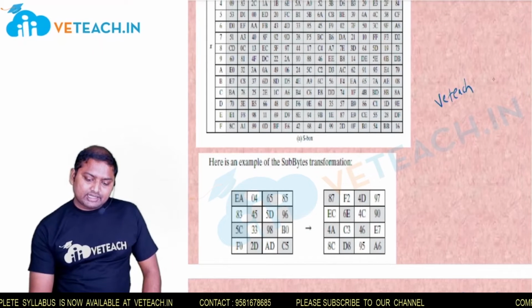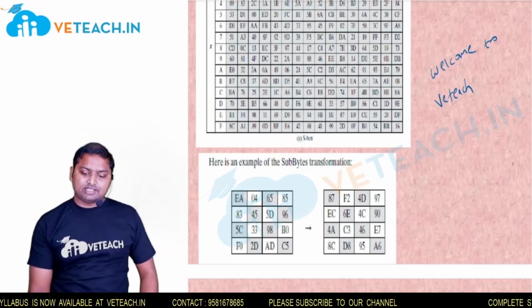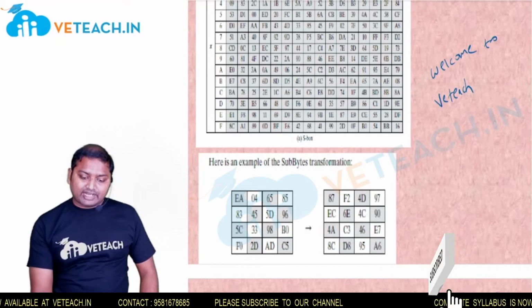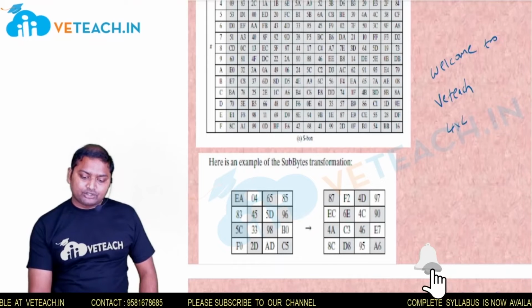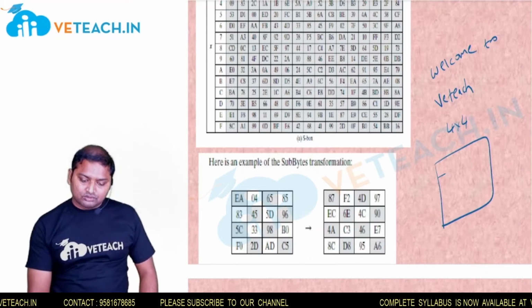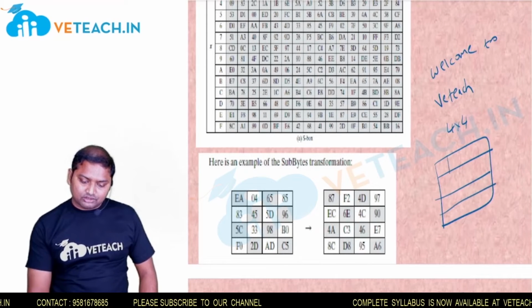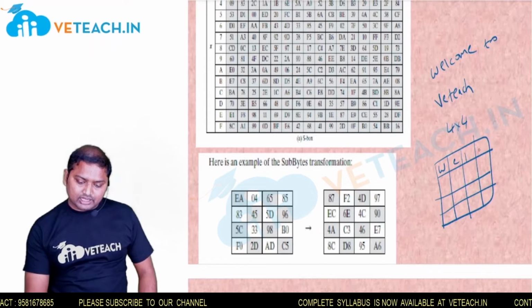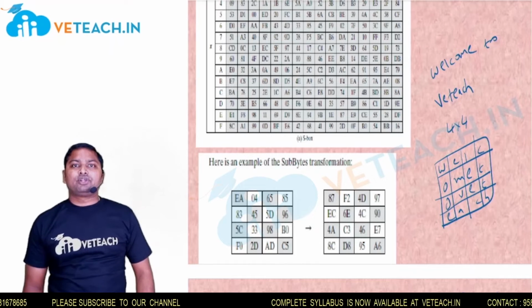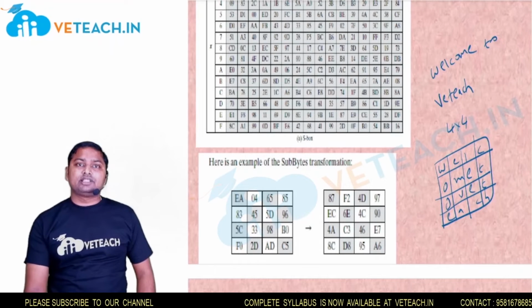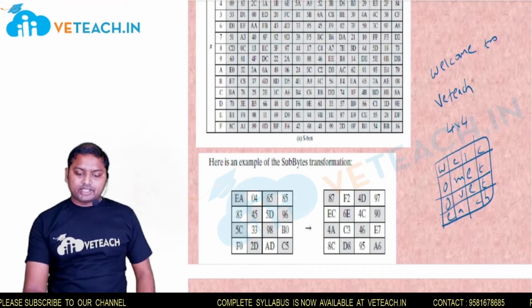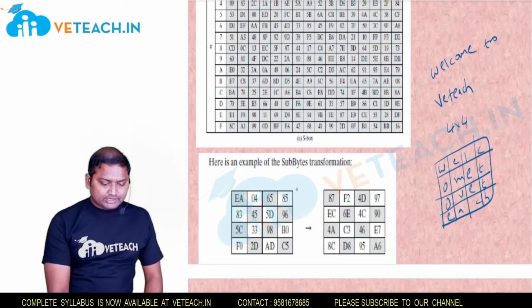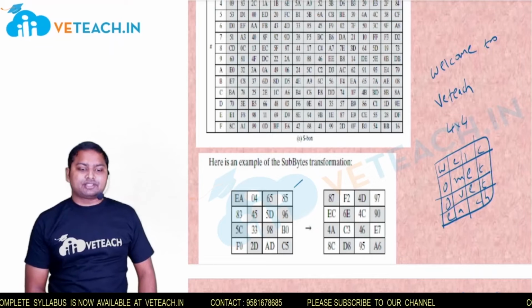So let us consider, for example, my plain text is welcome to VTeach. So first of all, I want to convert this plain text into 4 cross 4. 4 cross 4. 1, 2, 3, 4. So I am substituting W, L, C, H. So here, this is welcome to VTeach. This is my plain text. Now I am converting this plain text into a 4 by 4 matrix. So this is a 4 by 4 matrix.